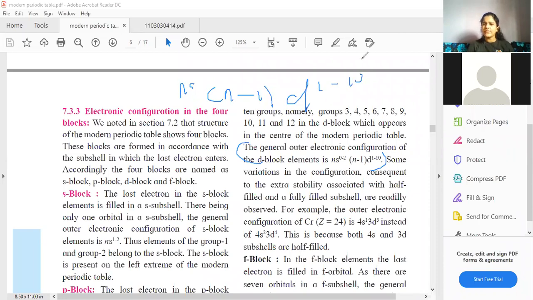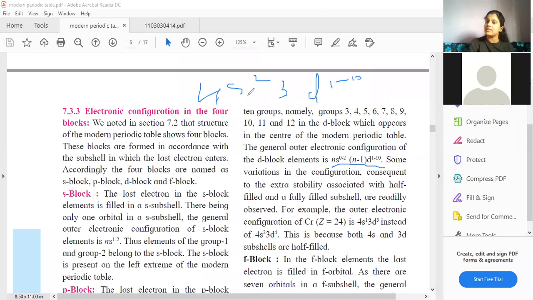Alright, now students, if you observe this configuration, you can see they have written ns 0 to 2 and (n-1)d 1 to 10. Now why have they written ns 0 to 2? See, students, whatever S orbital is going to come before D, it will be completely filled. Keep this example in mind: 4s2 and then 3d 1 to 10. So you can see 4s is completely filled over here, and you all know, students, 4s2 is possible and 4s1 is also possible.